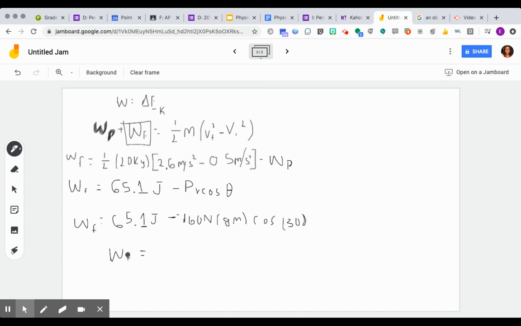Okay, so I have 65.1 joules, we are subtracting 1,108.51. We get a negative value of 1,043.41 joules. Okay, so first question, why is the work done by friction negative? Because it's in the opposite direction of its movement or its displacement.